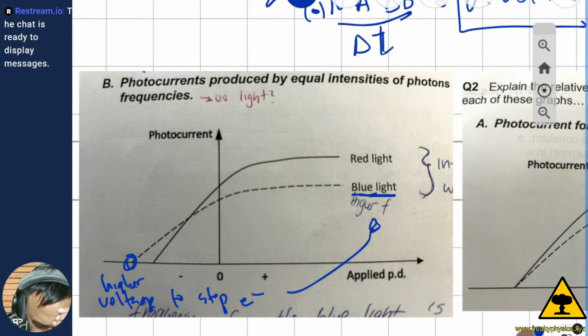Now, them crossing over is just a feature of the photons themselves. The crossing over point has no significance. The only significance is a mathematical one, that at this voltage you have the same photocurrent, but otherwise no physical importance. It's more a math thing.